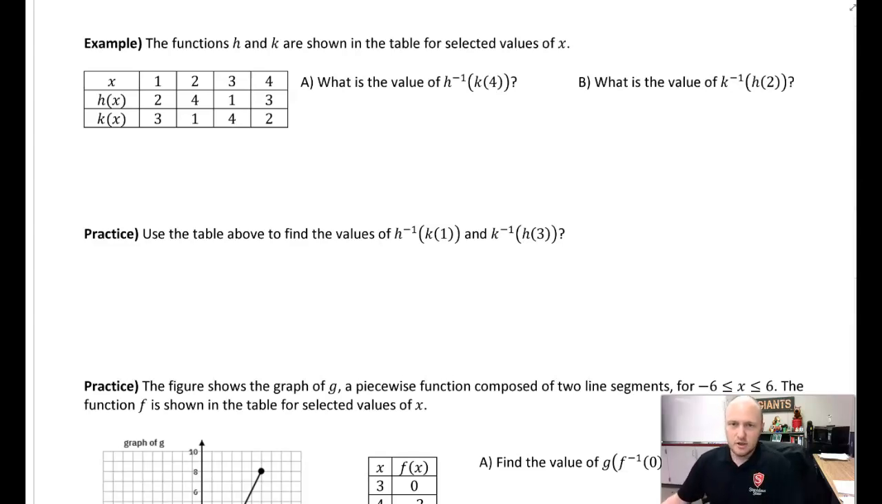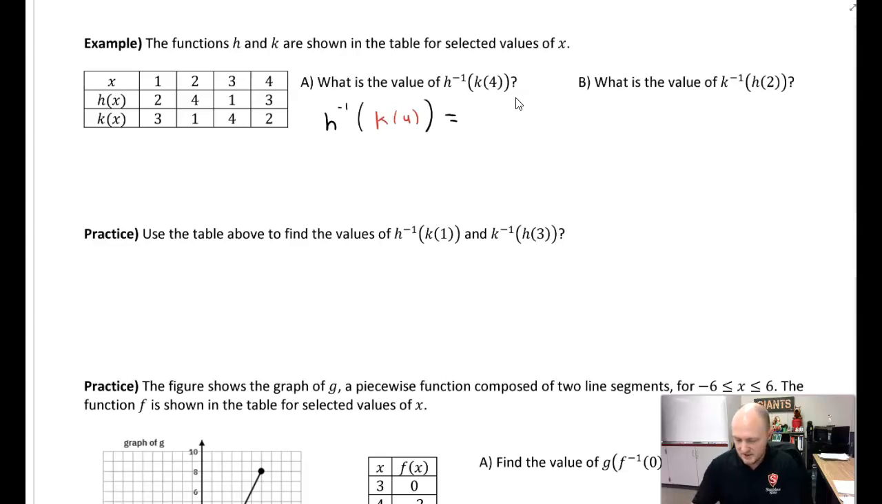All right, let's go ahead and look at some examples involving composition and multiple functions, along with this new idea of an inverse. Example: the functions h and k are shown in the table for selected values of x. What is the value of h inverse of k of 4? All right, so we're going to do composition. And again, the first thing we want to do, with h inverse of k of 4, is find what k of 4 is. I've got to find that value first.